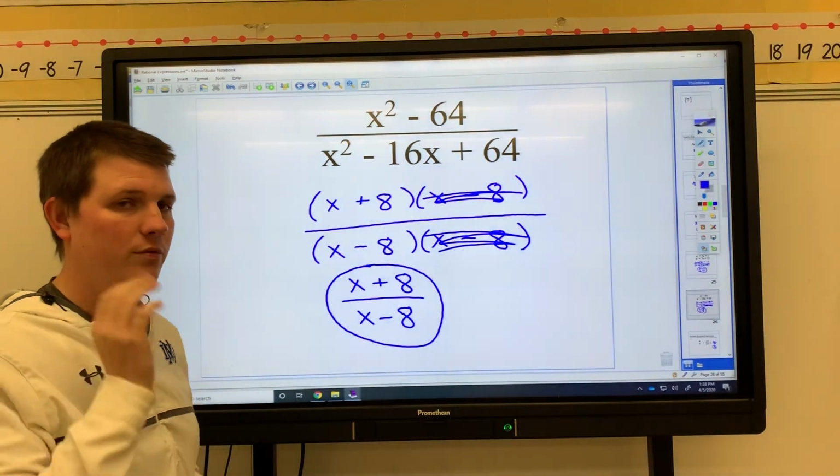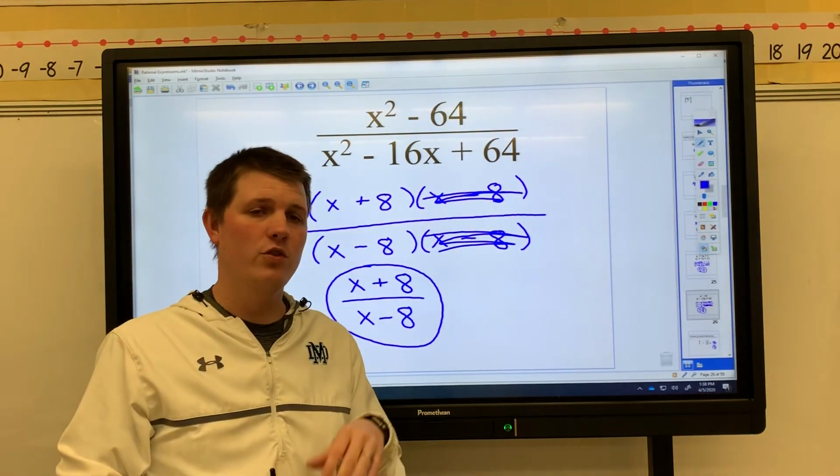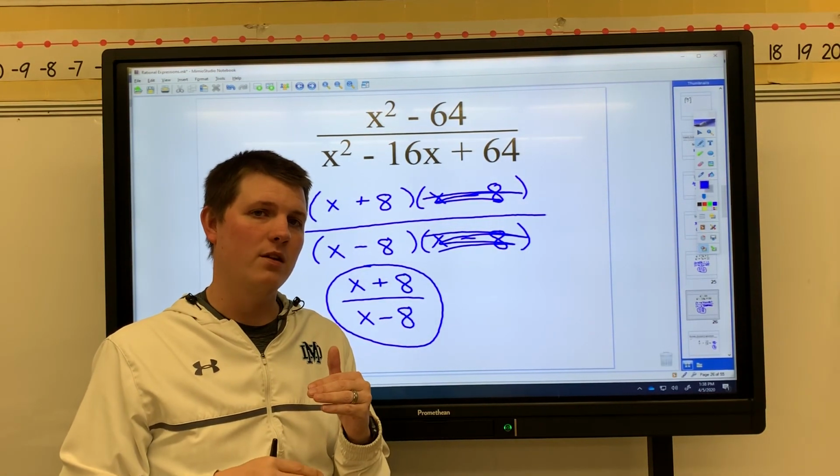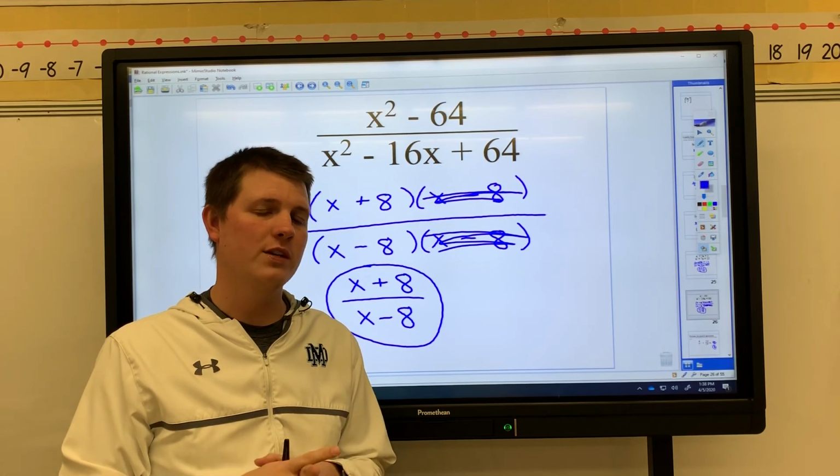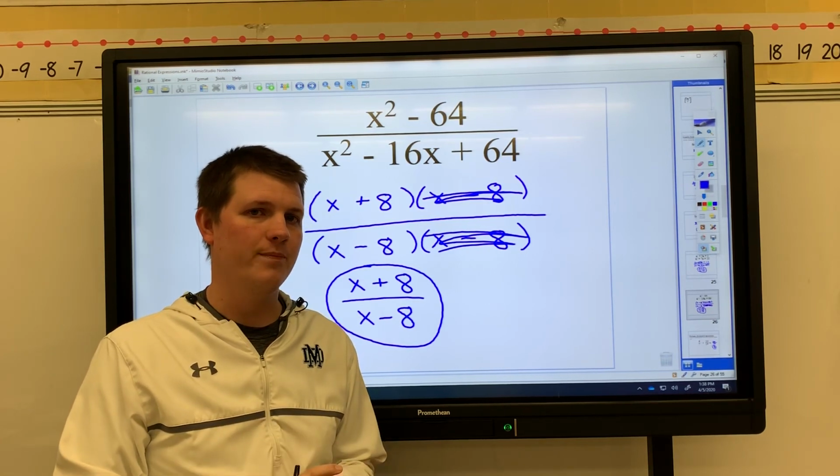So simplifying rational expressions is very easy. Factor the numerator, factor the denominator, cross out what is common. As long as you are multiplying, you can cross it out. And that's simplifying.